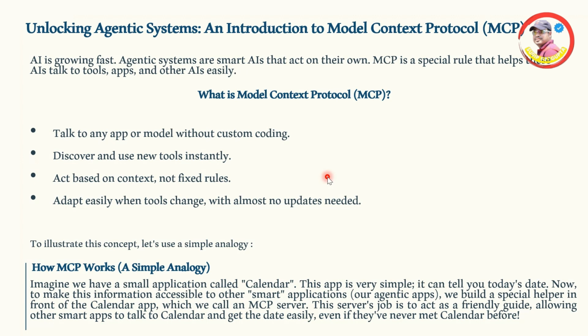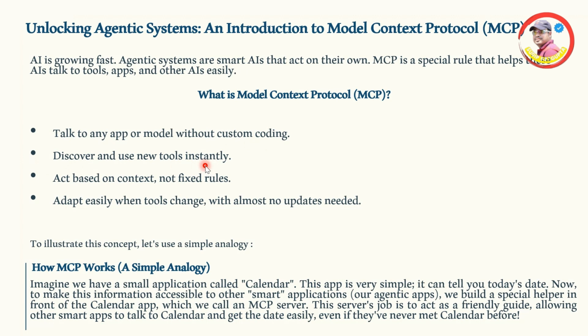What this helps with is that it makes these agents or small robots running in your system autonomous, which means they can take their own decisions, do their own stuff without asking you too many questions, get the job done and return the results to you. That is what this Model Context Protocol helps the small robots running in your system to do. So let's see what that exactly means. The small robots or the agents that you are running can talk to any app or model without custom coding. Number one, they can discover and use new tools instantly.